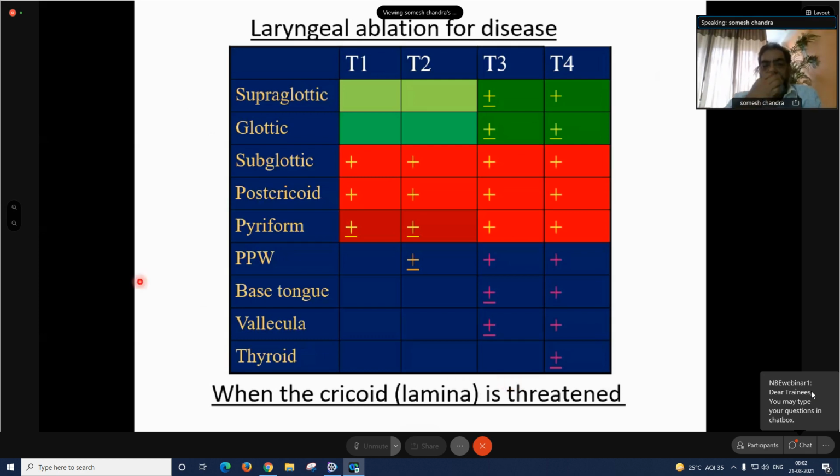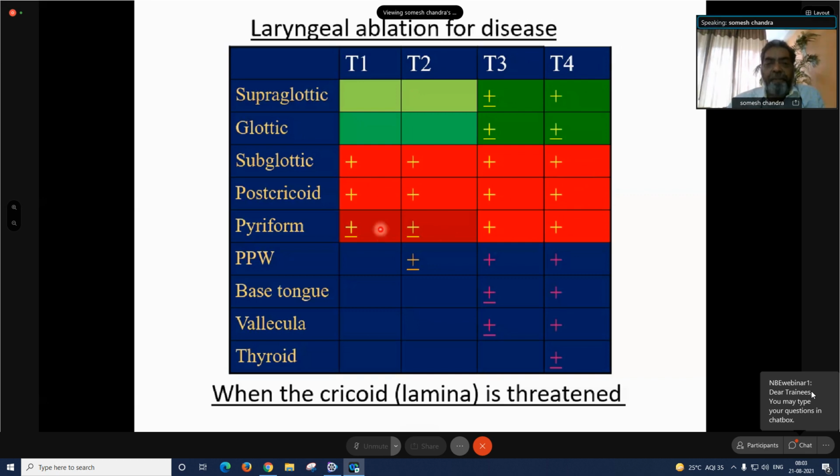This slide, I believe, is the key to understanding when you can do a voice preserving partial laryngectomy. So we have T1, T2, T3, T4 cancers. Supraglottic T1, T2 are very amenable to voice preservation. T3, T4 selected cases can be amenable to voice preservation. Same with glottis. But subglottis, because it is so close to the cricoid, you practically never do a voice preserving laryngectomy. Same for post-cricoid, like we saw on that diagram.